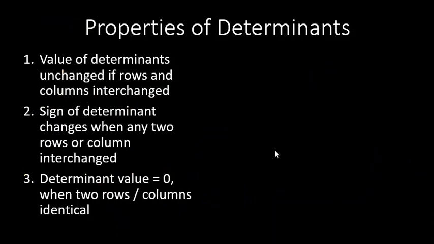Then, properties of determinants. We have around 6 properties of determinants. So let us see them one by one. Now, the first property: the value of a determinant is unchanged if rows and columns are interchanged.